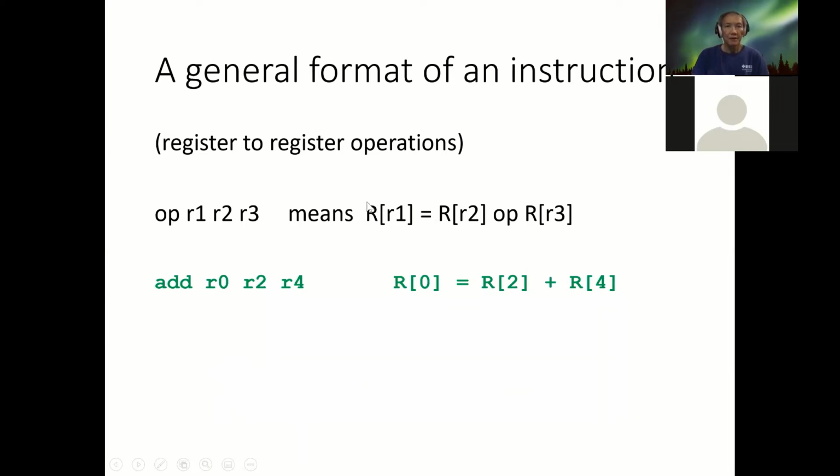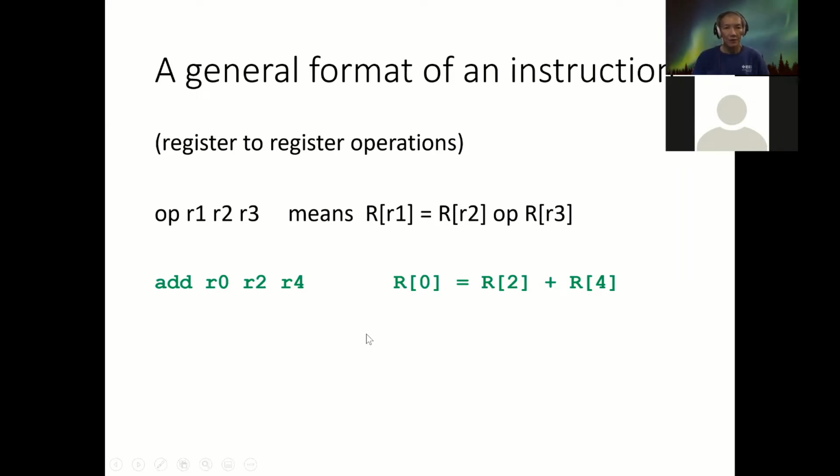A general format of instruction of this processor is like this. We write it this way: operation and 3 operands. The first operand is the destination, where we store the result. The next two are the source operands, where we get the values to perform the operation. This is all register to register operation, which is the dominant type of instruction in this processor.